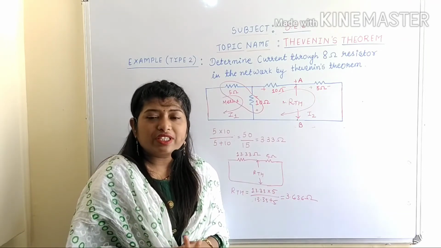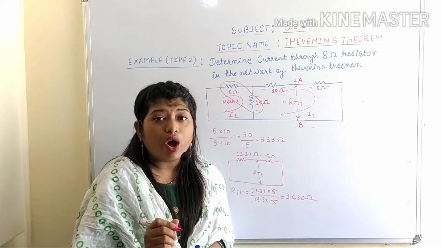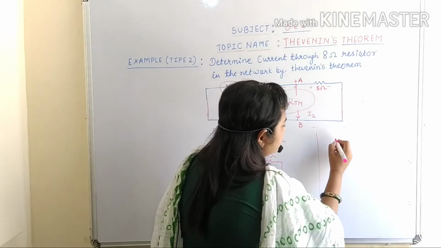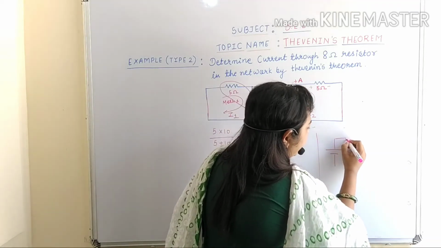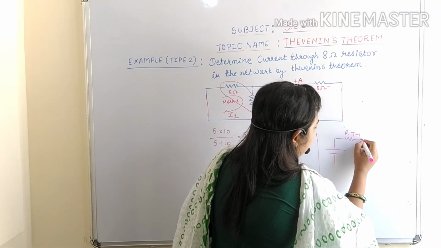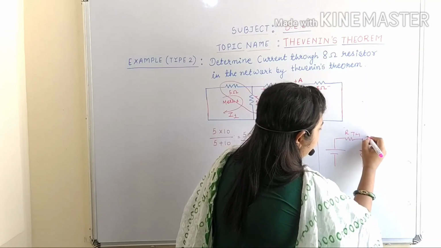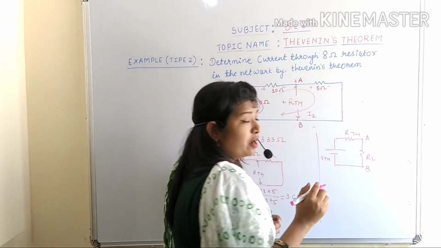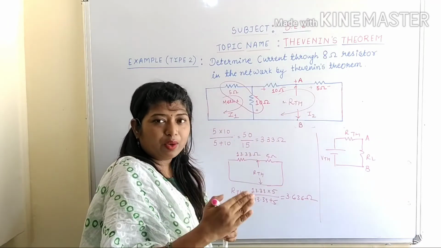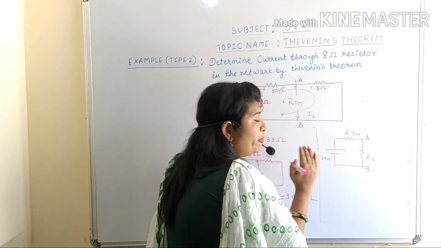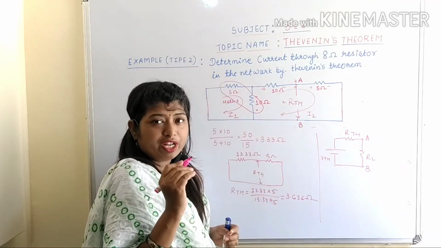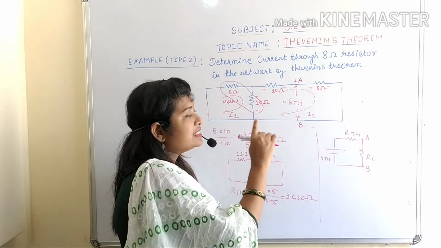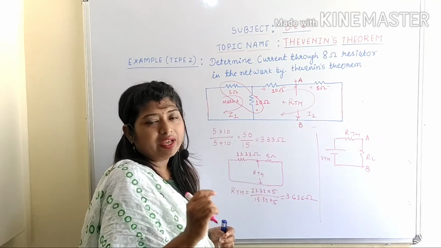What is the next procedure that we need to follow? We need to draw Thevenin's equivalent circuit. How are you going to draw Thevenin's equivalent circuit? This is VTH, RTH, and this is RL across the A and B terminals. So what is basically Thevenin's theorem? Any two terminals in a network or circuit can be replaced by a single voltage source called Thevenin's equivalent voltage in series with Thevenin's equivalent resistance.